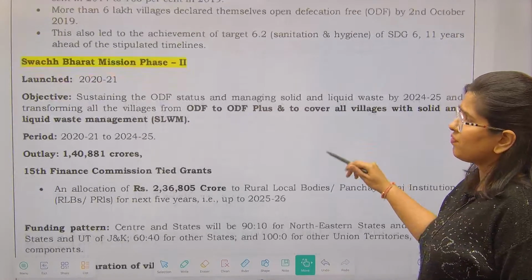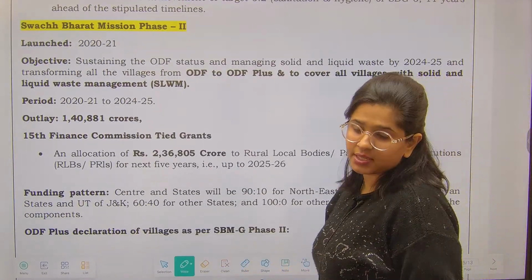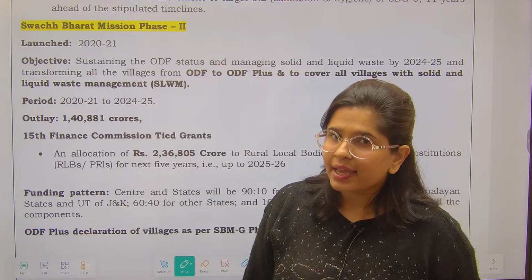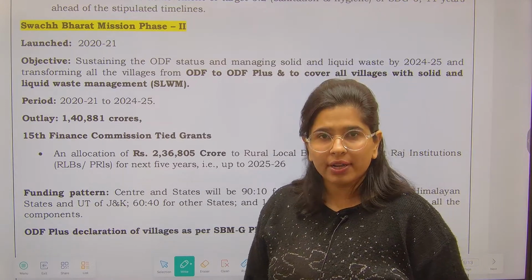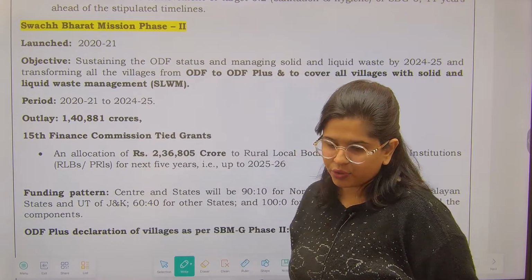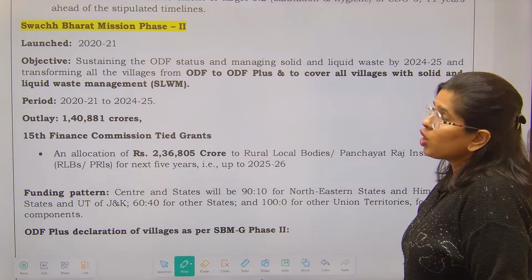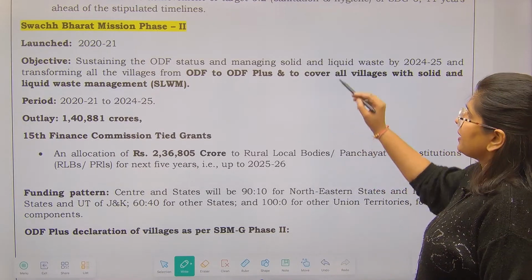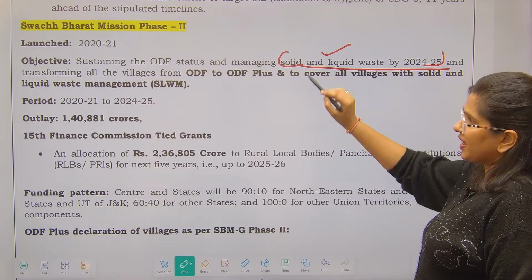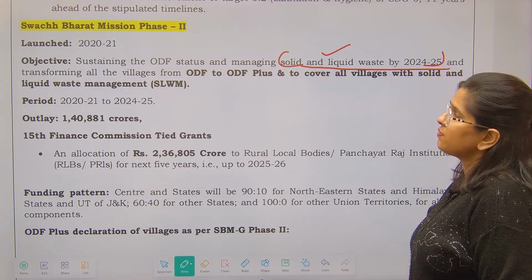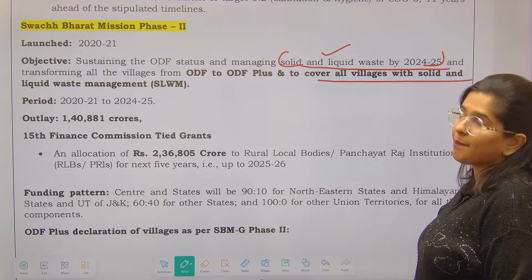We need to focus on mission phase 2 and see what we are aiming to do in phase 2. What are our targets in phase 2, what do we want to achieve, and what has been the progress so far. So these are the things that you need to cover. Launched in the year 2020. Now, what was the objective? To sustain the ODF status and manage solid and liquid waste by 2024-25, transforming all the villages from ODF to ODF plus and covering all the villages with solid and liquid waste management.